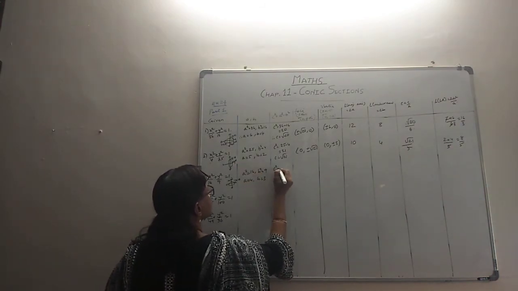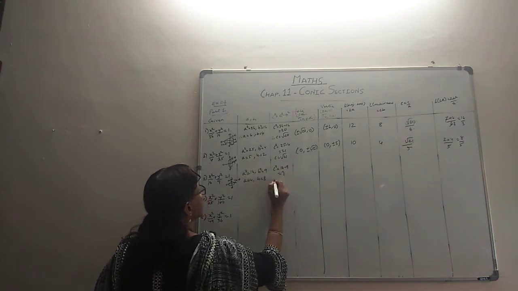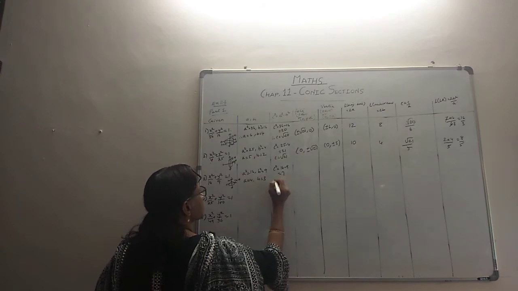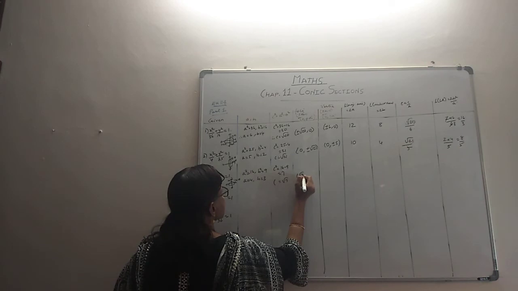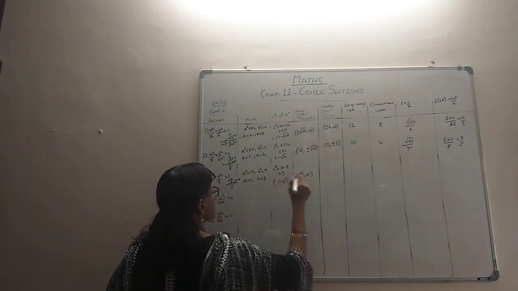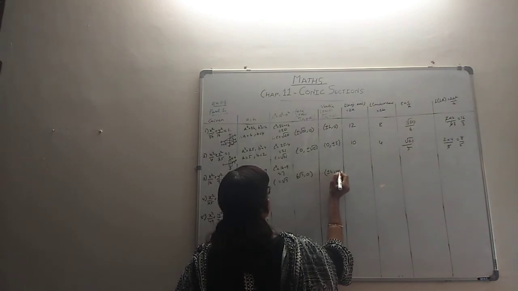And that way c squared is a squared minus b squared, which is 16 minus 9, which is 7. And because the foci is on the x, c will be root 7. Foci is on the x-axis, plus or minus root 7 comma 0. Vertex is plus or minus 4 comma 0.